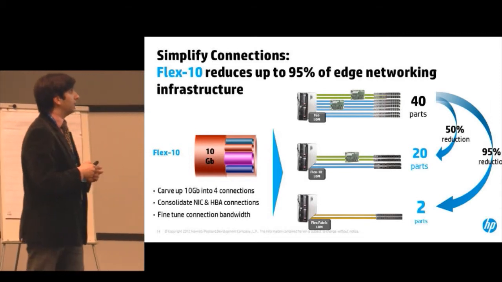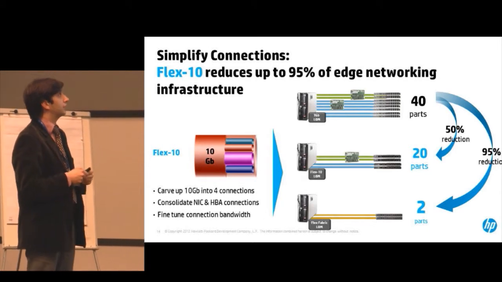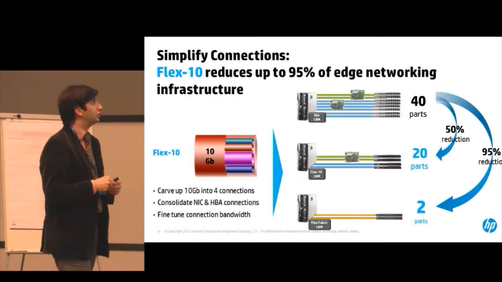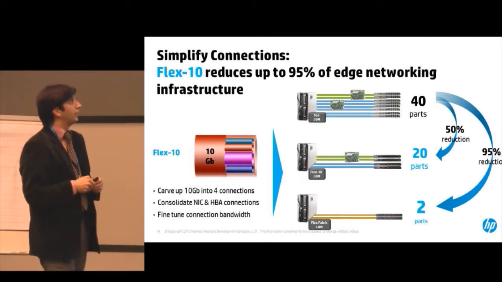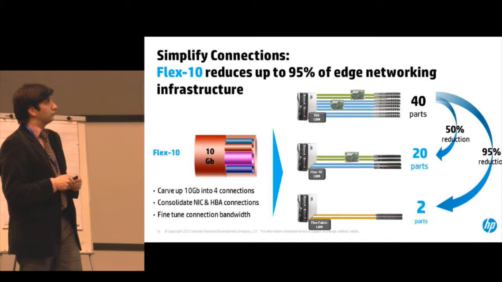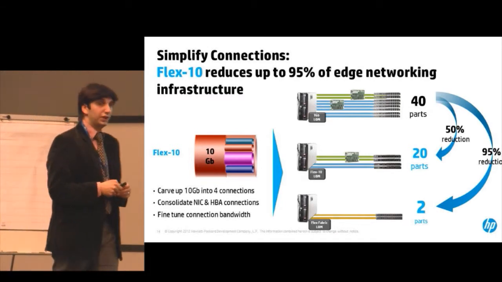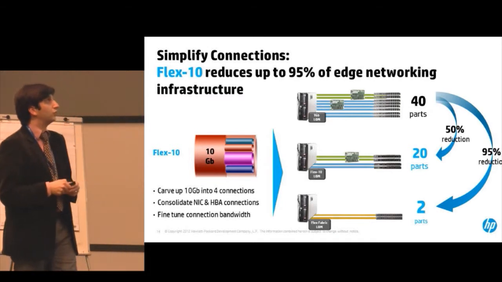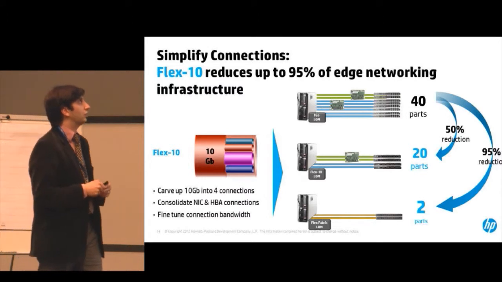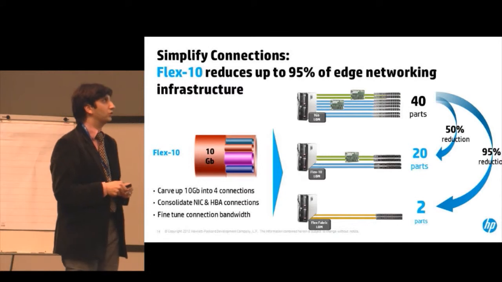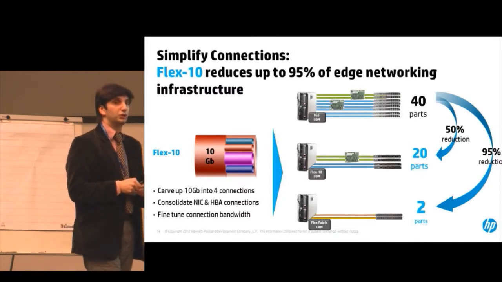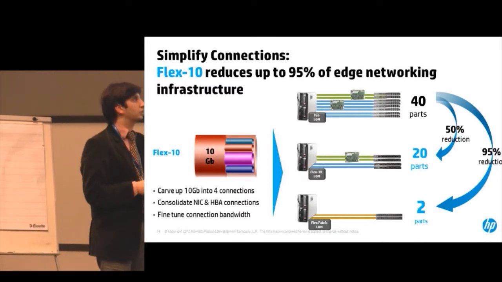Now what Flex 10 does is carve up the 10G connection into 4 separate connections. So by doing just Flex 10 for the network connections, we can move from the 40 parts to 2 parts, because all our networking connectivity can now be done by just 2 integrated ports. And all we have to add is the Fibre Channel card and the Fibre Channel Virtual Connect modules.